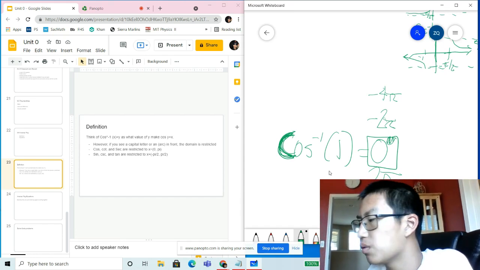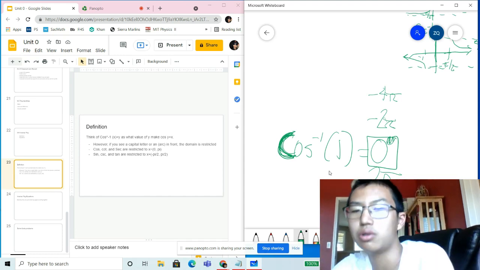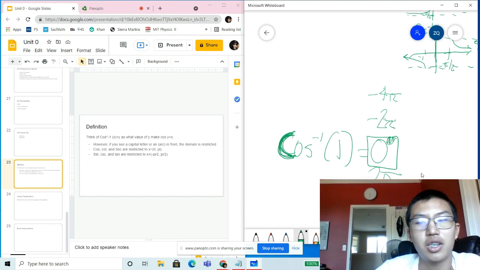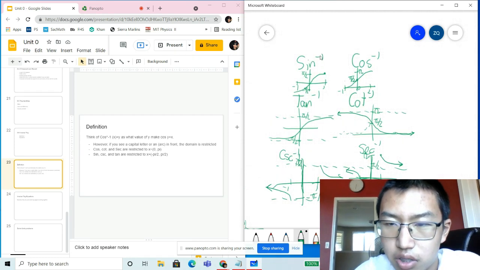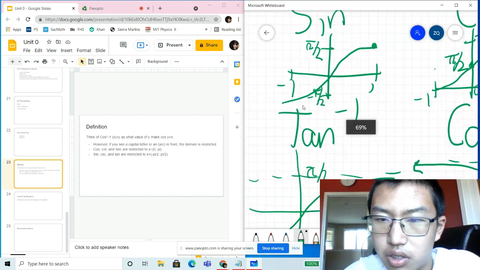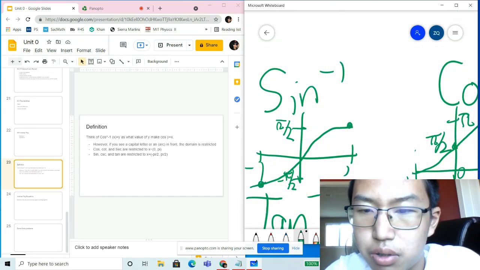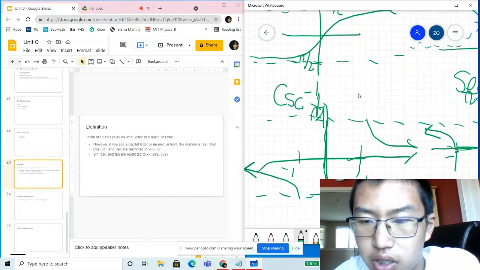The reason why the interval 0 to pi over 2 is always included is because we like the first quadrant since everything's positive. So here you can get an idea of the different types of graphs and where they are bounded. The sine function is bounded between negative pi over 2 to pi over 2. So are the tangent and the cosecant.